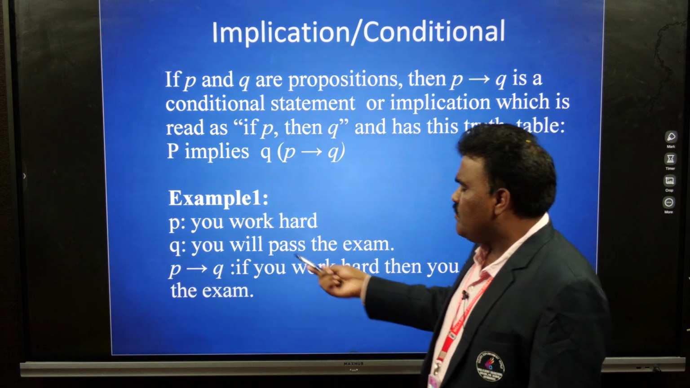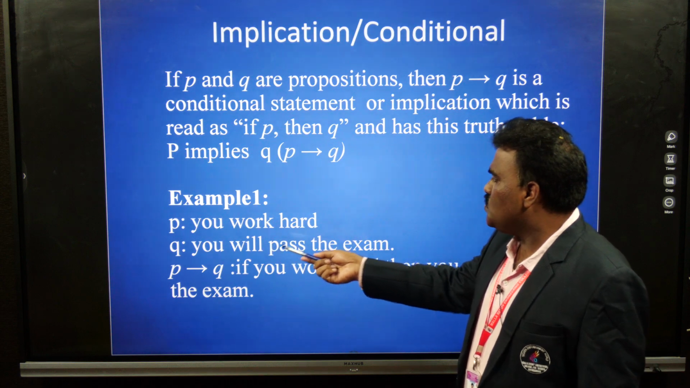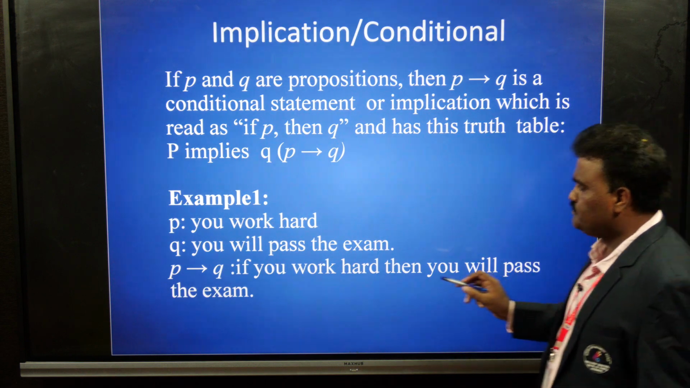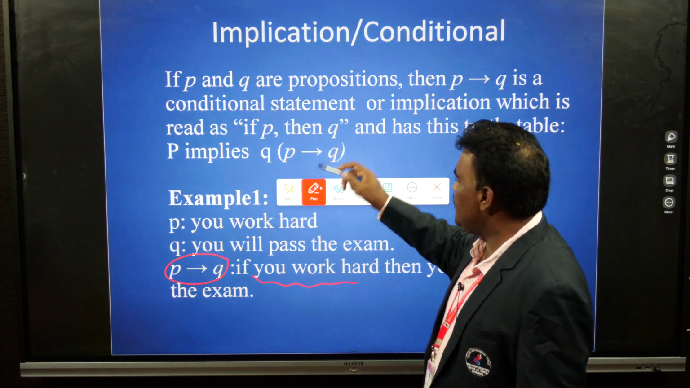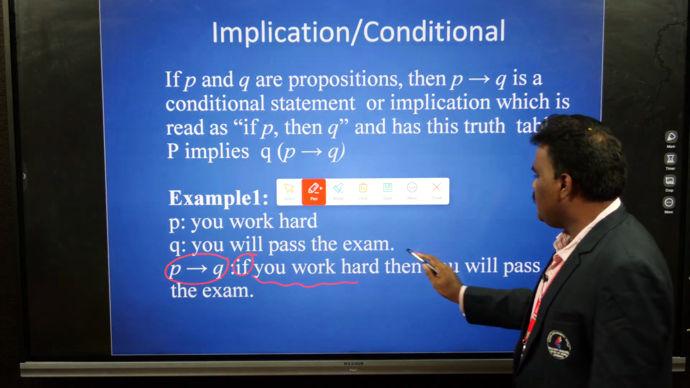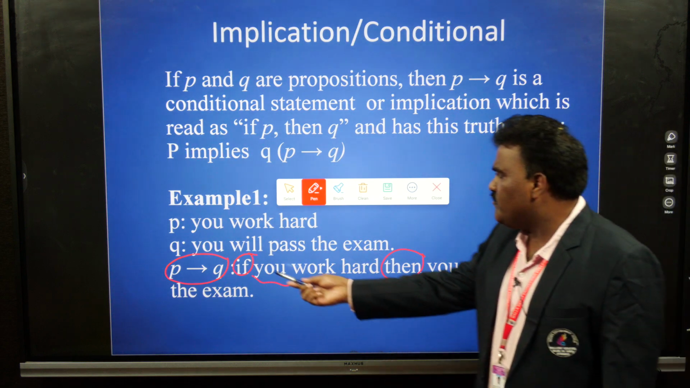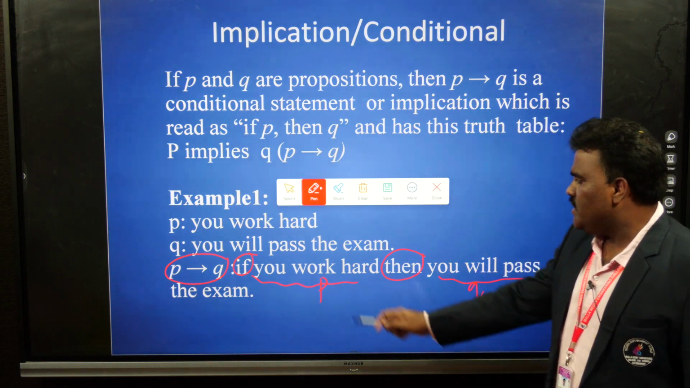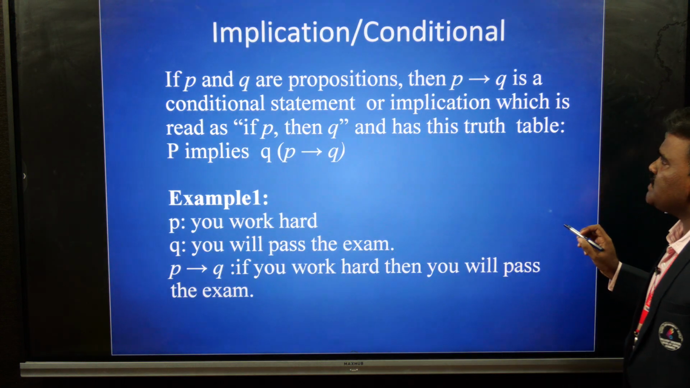How are we representing it? For example, we have two statements. The first statement is you work hard. The second statement is you will pass the exam. So P implies Q. What is the first statement? If you work hard. Why? Because here we are using if then. If P, what is P? You work hard. Then we use the then. What is the next statement? You will pass. Here this is P and this statement is Q. If you work hard, then you will pass. In that way we represent the implication or conditional statement.